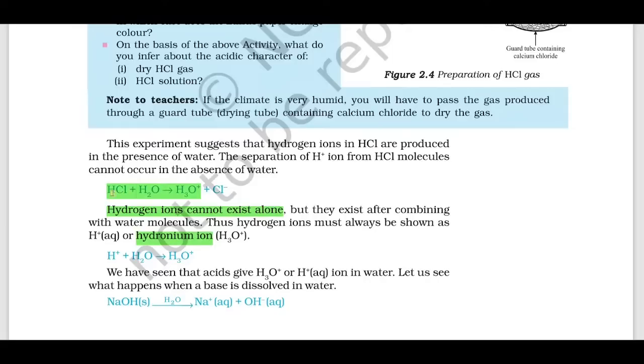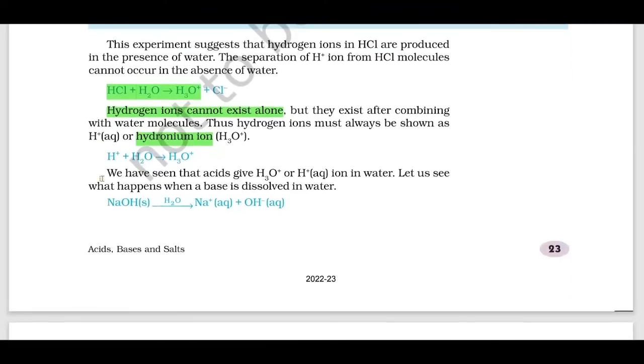1 mark definition. Define hydronium ion. H3O plus ion is called hydronium ion. Simple definition, otherwise you can write hydrogen cannot exist alone. It reacts with water molecule. Hence it forms hydronium ion. What is hydronium ion? H3O plus.